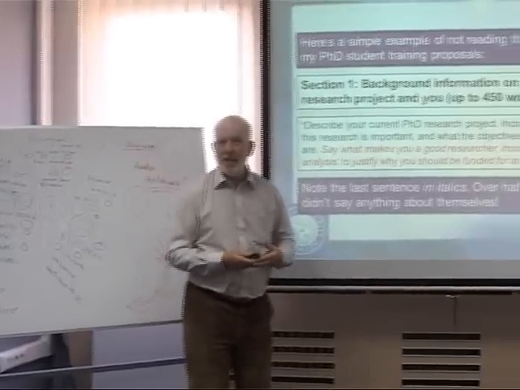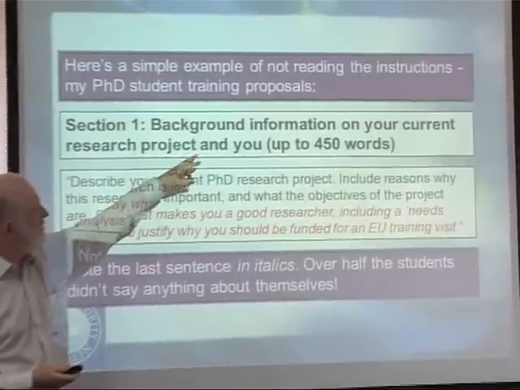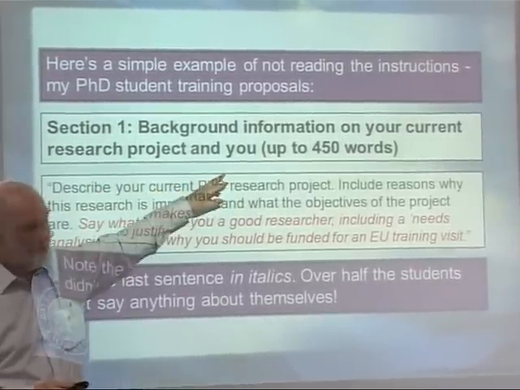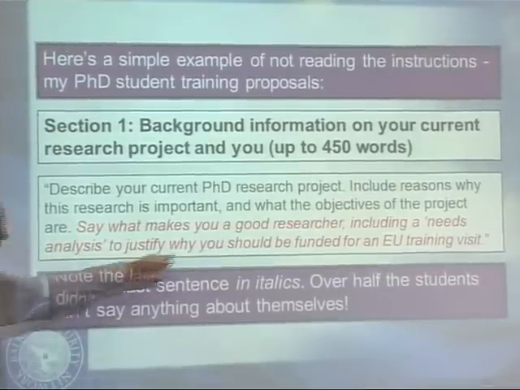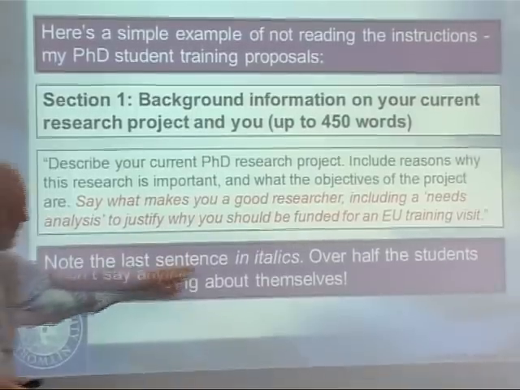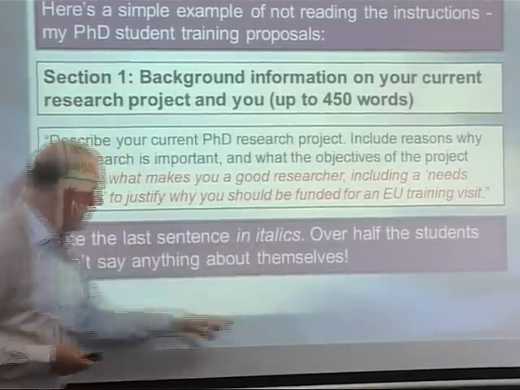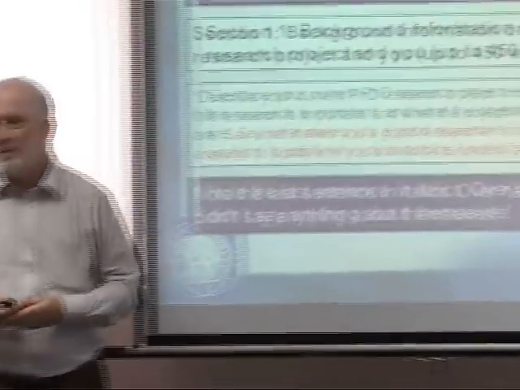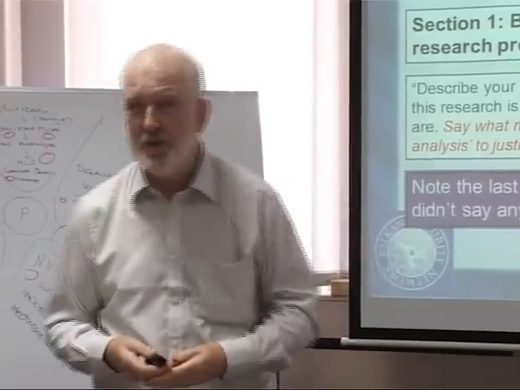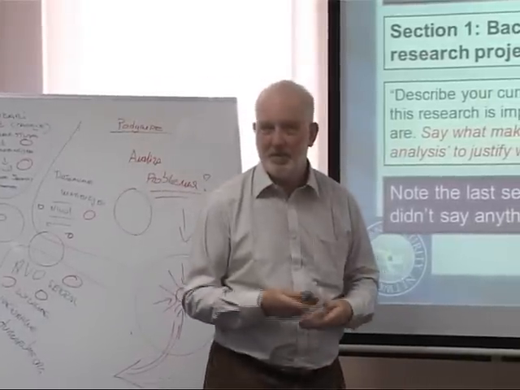And for their exam, they had to write a short project proposal. And here are the instructions for one of the sections: background information on your current research project and you. And then here's the advice that I gave them, reading the words in red: say what makes you a good researcher, including a needs analysis to justify why you should be funded for an EU training visit. And the last sentence is in italics to emphasize it. But despite that, over half of my students didn't say anything about themselves. They just talked about the research that they were doing, and they didn't follow the instructions to give information about themselves.